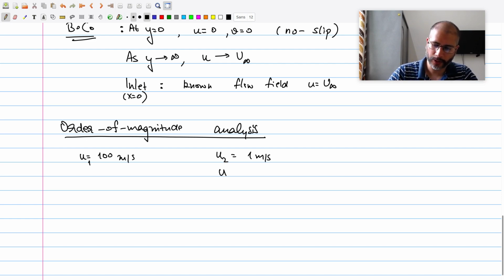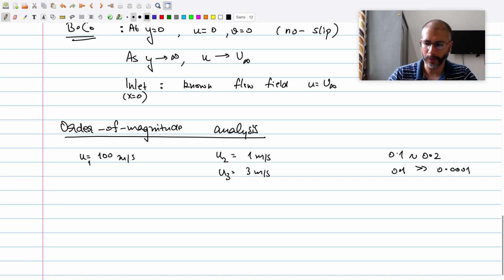Now if I say that my u3 is 3 meters per second, then again typically u2 and u3 are of the same order, except that u3 is again around 2 orders of magnitude less than u1. Okay, so this is what we will typically mean by order of magnitude. There can be a constant associated, but typically the order is similar. Okay, so 1 is of the same order as 2, but 0.1 is much larger than 0.0001, for example. So that's what we'll mean, and we'll be using this tilde to denote the order of magnitude.